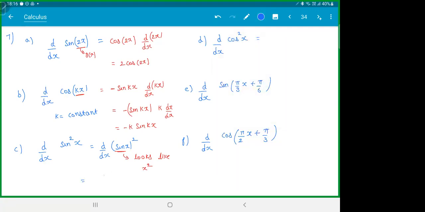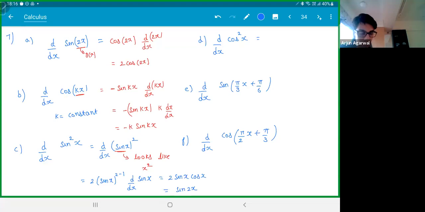n into x power n minus 1. So 2 into the function, to the power 2 minus 1, and then differentiate the function inside. So that would be 2 into sine x, and the differential of sine x is cos x. 2 sine x cos x is sine 2x, trigonometry. Please check. Any doubts on 1, 2, 3, please ask.